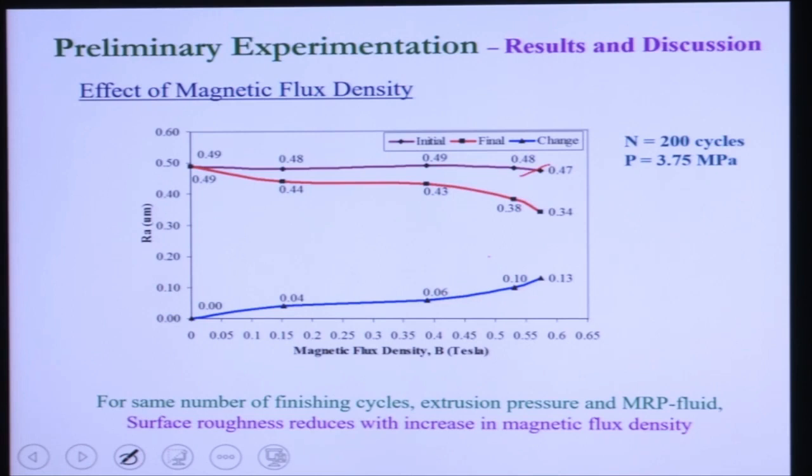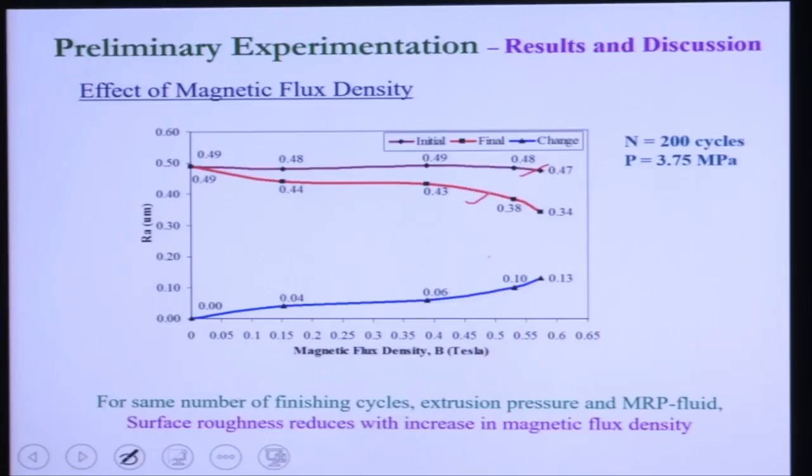This red color line is the final surface roughness profile. Now you can see at 0 magnetic field there is no change in surface finish. We shall discuss all these things in the next slide: why we did not get any surface finish at 0 magnetic field. But when we increase the magnetic field, you can see this change in surface roughness in this blue color line. When we increase the magnetic field from 0 to 0.15, then 0.4, then 0.55, then 0.57, keeping other parameters constant, the change in surface roughness increases. So we can see that if we increase the magnetic field, surface roughness improves.